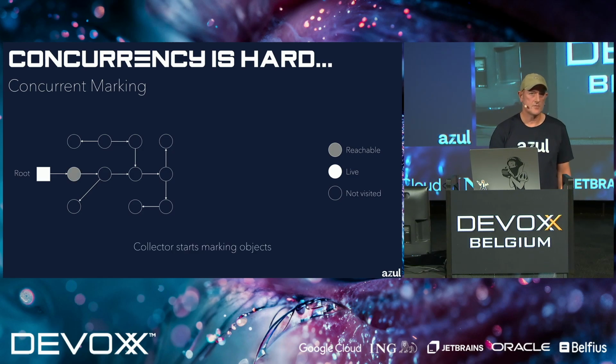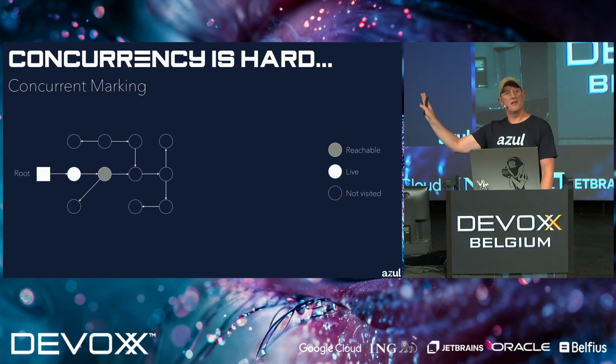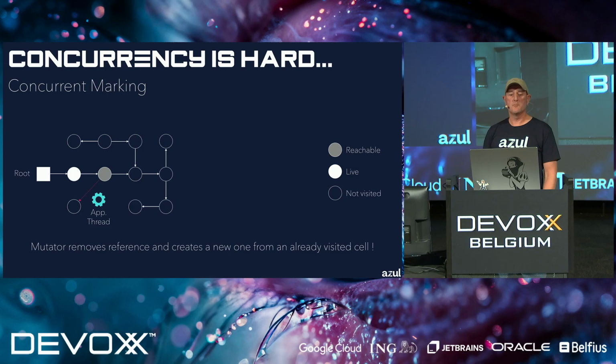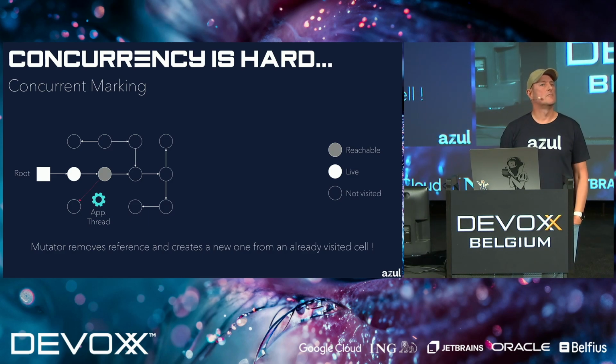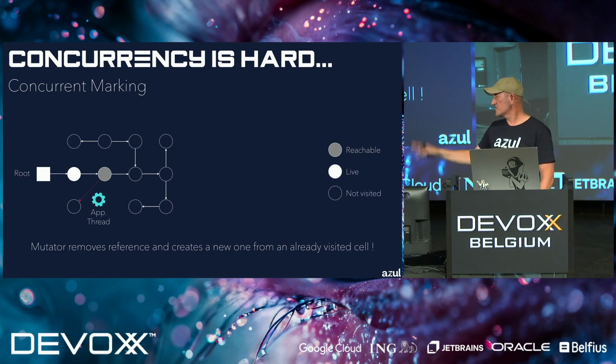So we follow to the first one, and we say, oh, this is reachable, awesome. So we mark it live. Next one. From there, we can reach it, oh, cool. So we mark it live. But then suddenly, because it's now concurrent, the application thread decides, oh, you know what? The reference that's coming from the gray one to the lower left, I just remove it. I just don't need it anymore because now I put this reference in there.